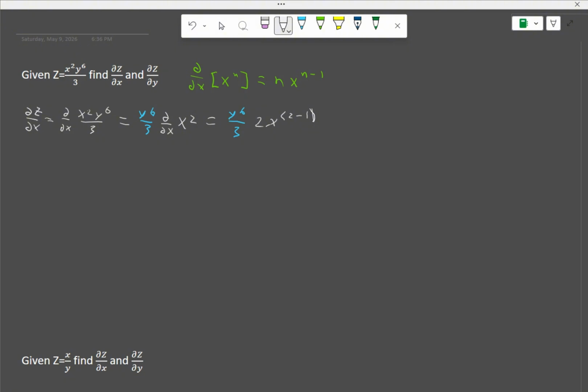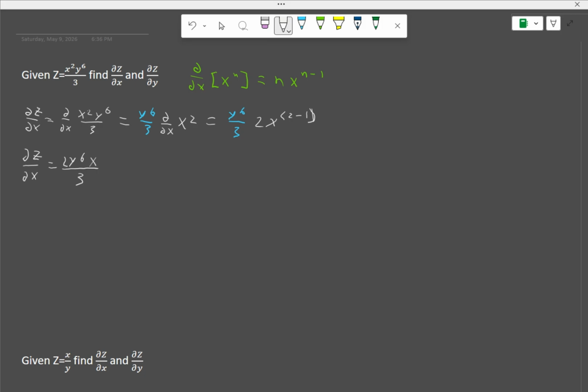That's supposed to be a parentheses. And then from there we can write out the answer. So the derivative of this function z with respect to x is equal to y to the sixth times x to the just 1. Can't forget the 2 out there, and then 3.